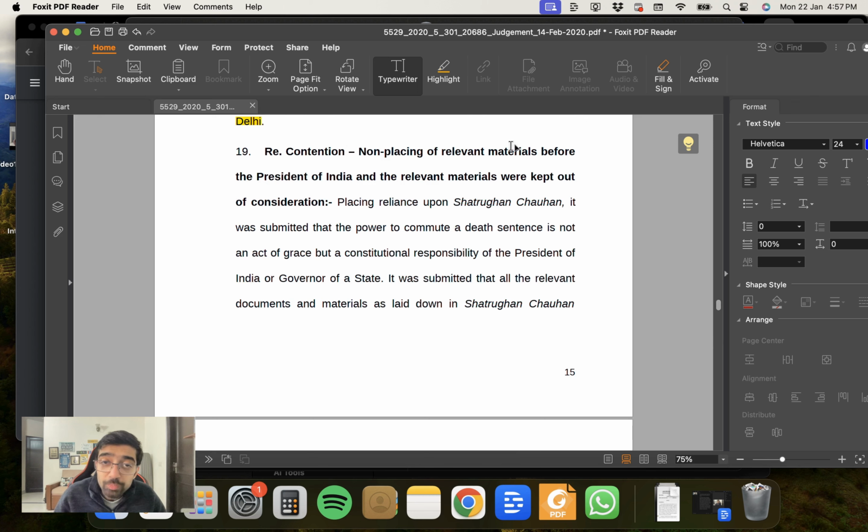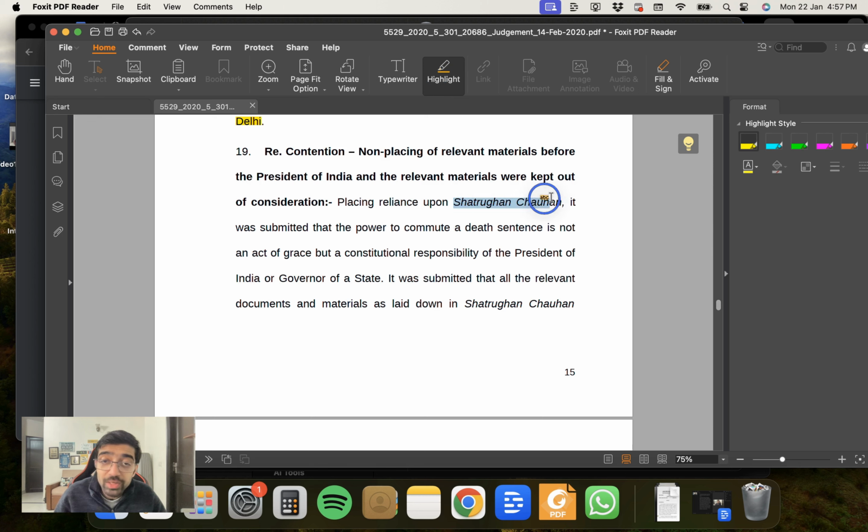Now here we see non-placing of relevant materials before the President of India, and they were out of consideration. I can see here they are relying on a particular case. So I realize that this was a P, right? Shatrughan Chauhan is the P part. It's a precedent. Now they are relying on it.